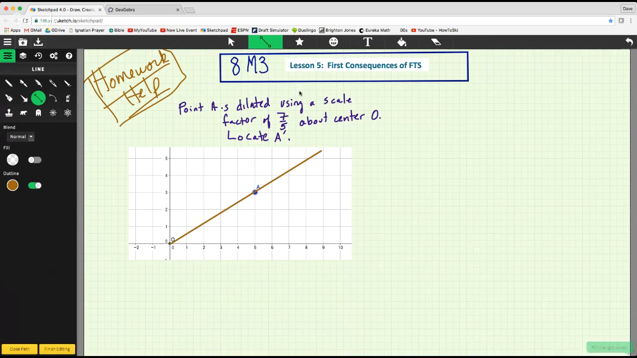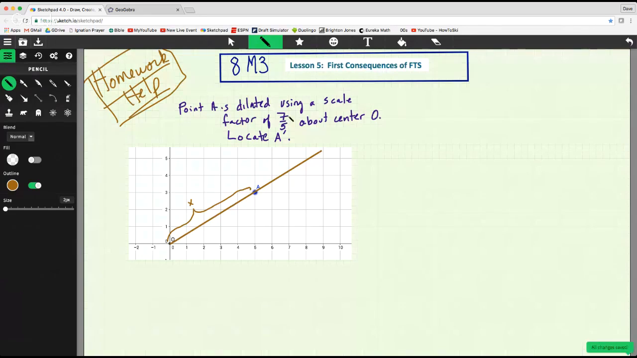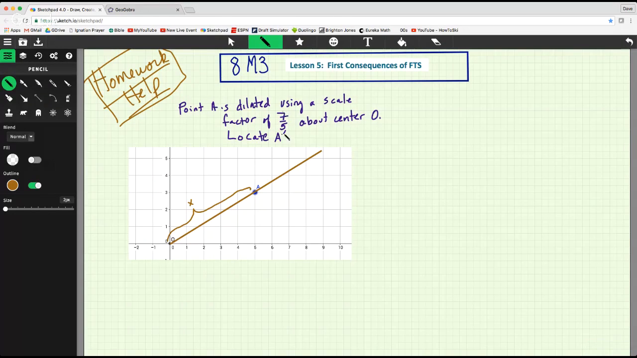And the first thing I can do is measure this distance, whatever that distance is, x. I can use a scale factor of 7/5 and multiply it by x to find A prime. And that's the way we've kind of been doing things. So that would be 7/5 times x, and then we'd find A prime, and it would be out here somewhere. But let's not do it that way. Let's get it exactly right.